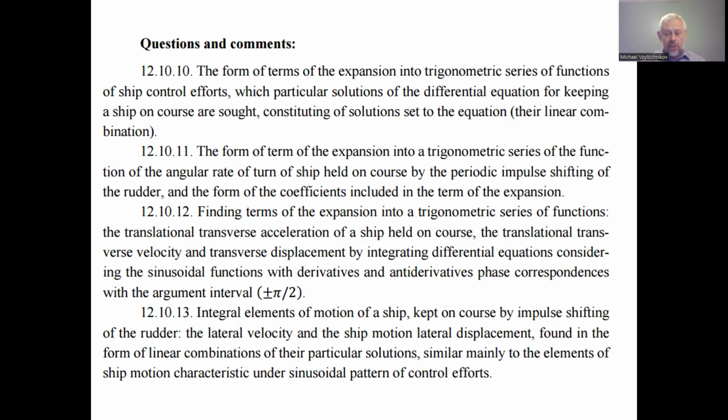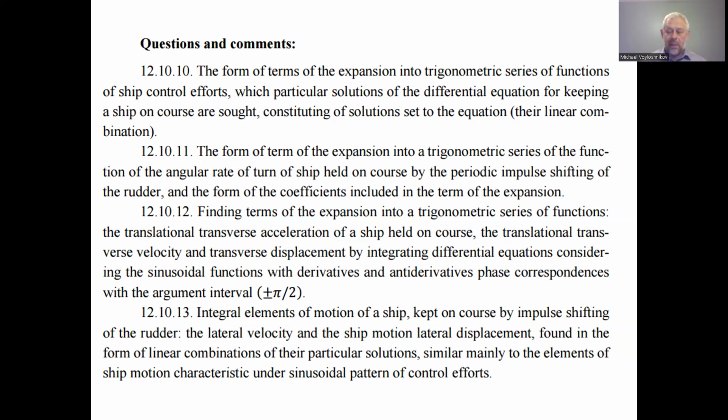12.10.11, the form of terms of expansion into trigonometric series of the function of angular rate of turn of a ship held on course by the periodic impulse shifting of the rudder, and the form of the coefficients, including the term of the expansion. Actually, the term of the expansion corresponds to the trigonometric series in the function of the angular rate of turn of the ship. The function corresponds to the type of the particular decision of the inhomogeneous equation, and this corresponds very closely to the right side of the inhomogeneous equation.